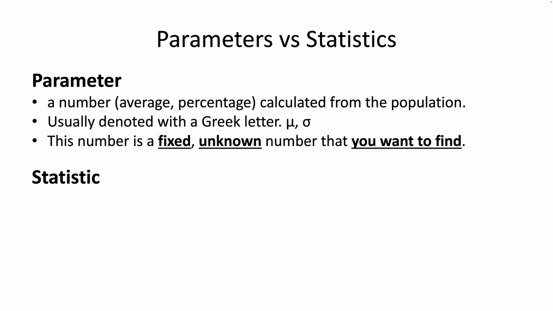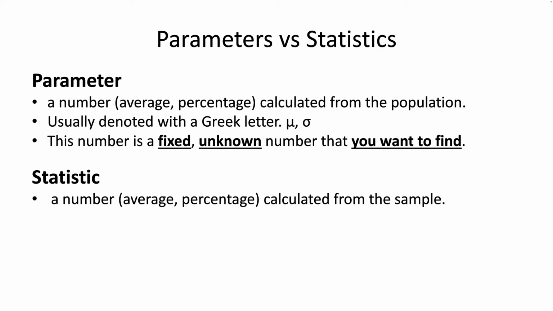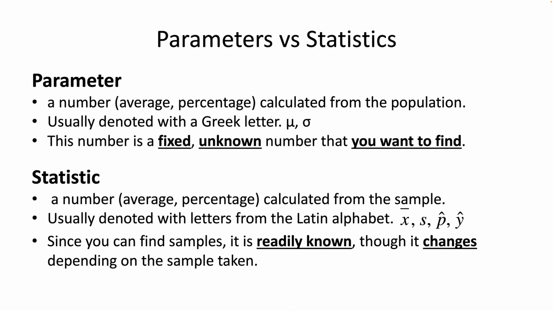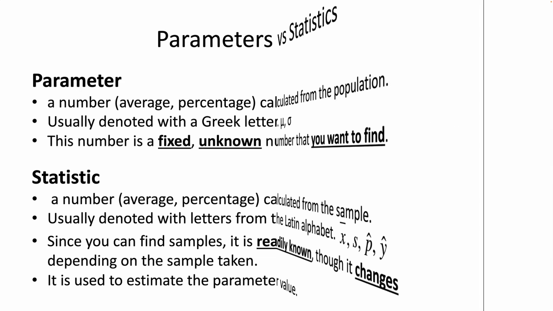Now, a statistic is a number, like an average or percentage, but it's calculated from the sample. It's usually denoted with letters from the Latin alphabet. These will be things like x bar, s, p hat, or y hat. Since you could find samples, a statistic is readily known, though it changes depending on the samples taken. And most importantly, a statistic is used to estimate the parameter value.